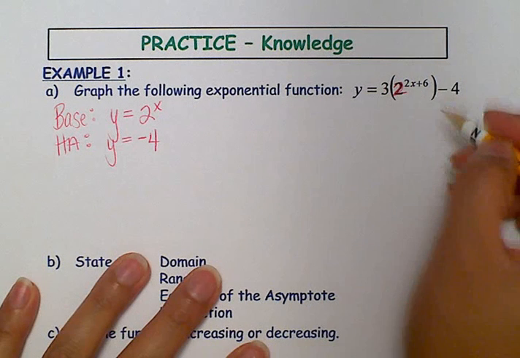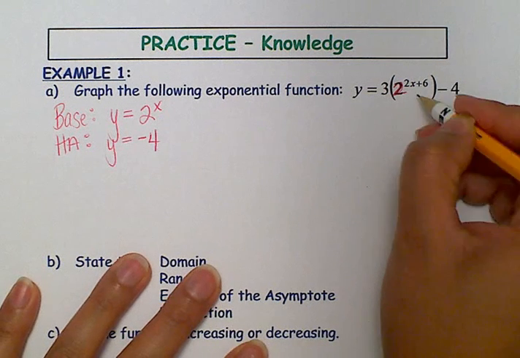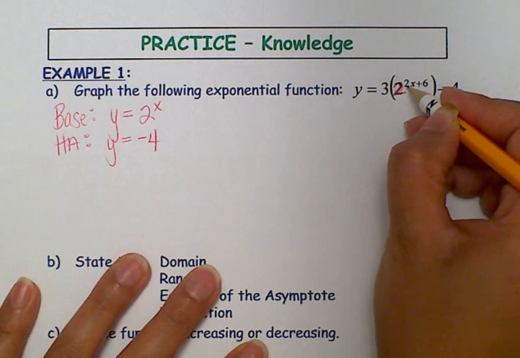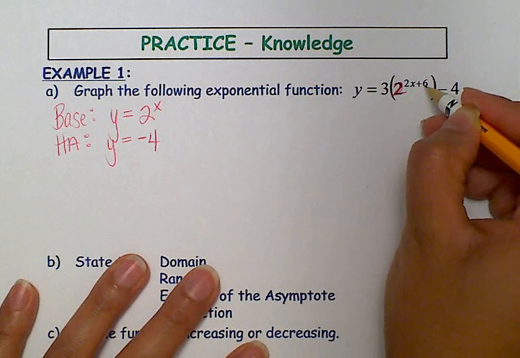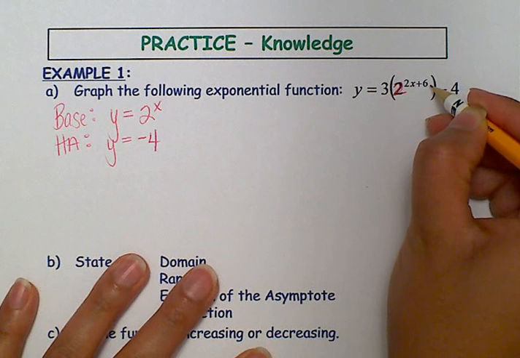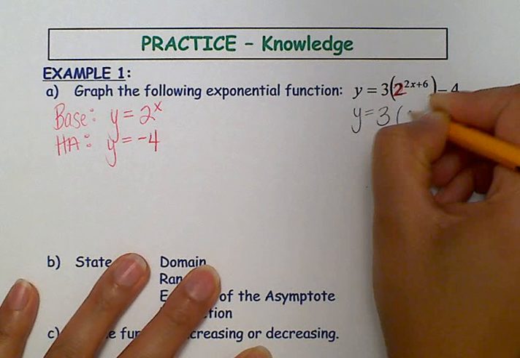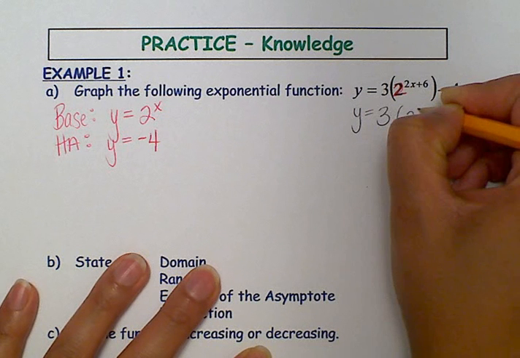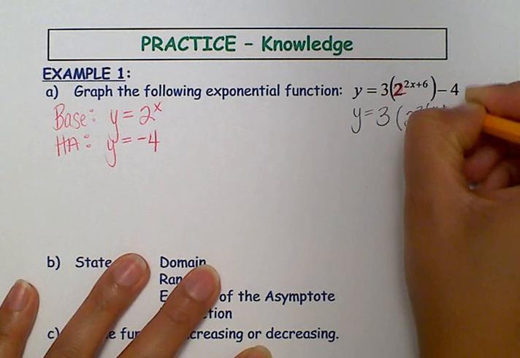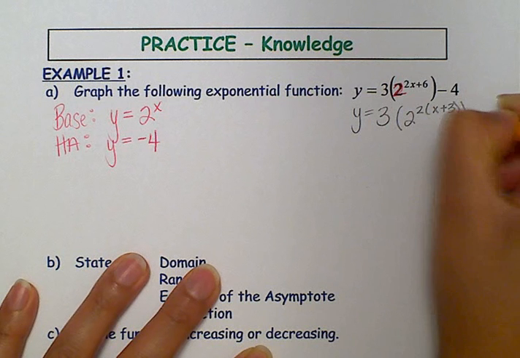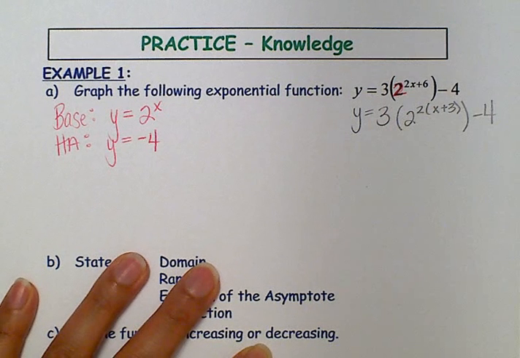If we take a look at the function that's given, notice that the horizontal transformations, which will always appear in the exponent part, have not been written in factored form. So the first thing I need to do is factor it out. So I'm going to have 2 to the exponent 2 bracket x plus 3, and then minus 4. So there's the equation in factored form. That's the way I need to see it.